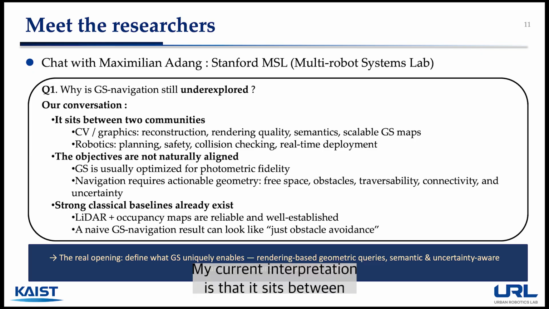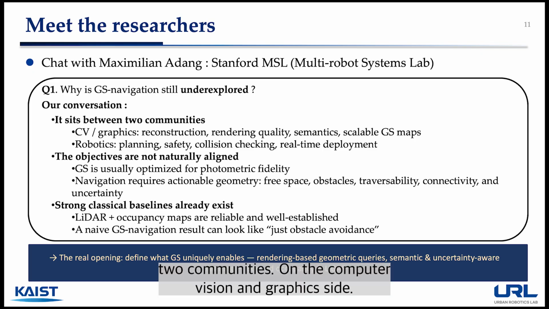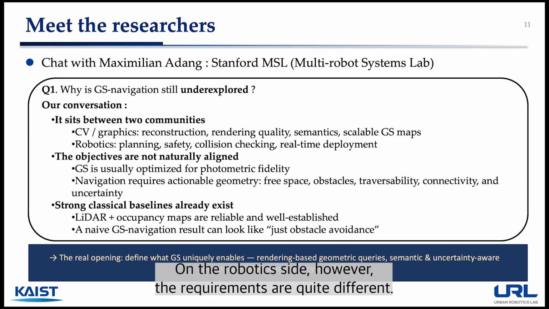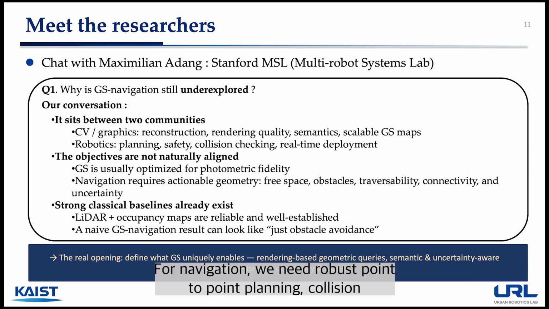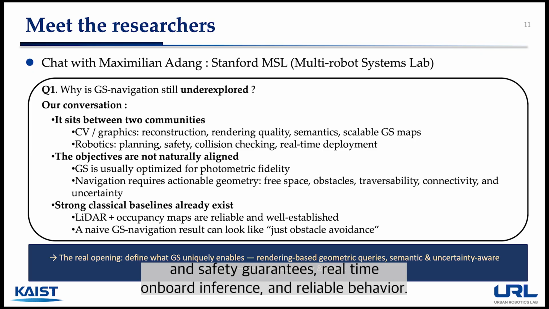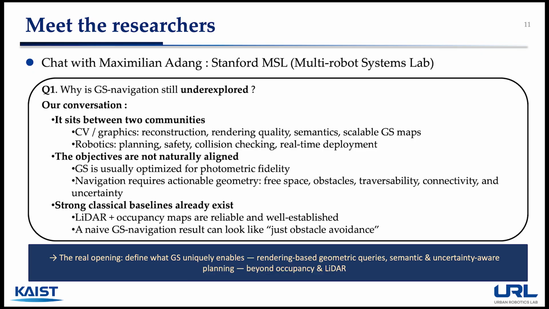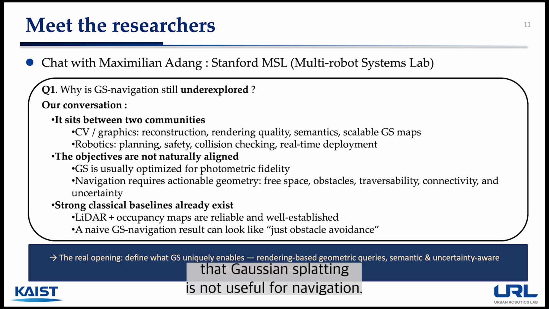My current interpretation is that it sits between the two communities. On the computer vision and graphics side, the main focus is on reconstruction quality, rendering realism, semantic richness, and scalable Gaussian splatting maps. On the robotics side, however, the requirements are quite different. For navigation, we need robust point-to-point planning, collision and safety guarantees, real-time onboard inference, and reliable behavior even when the map is incomplete or degraded. So the issue is not simply that Gaussian splatting is not useful for navigation.